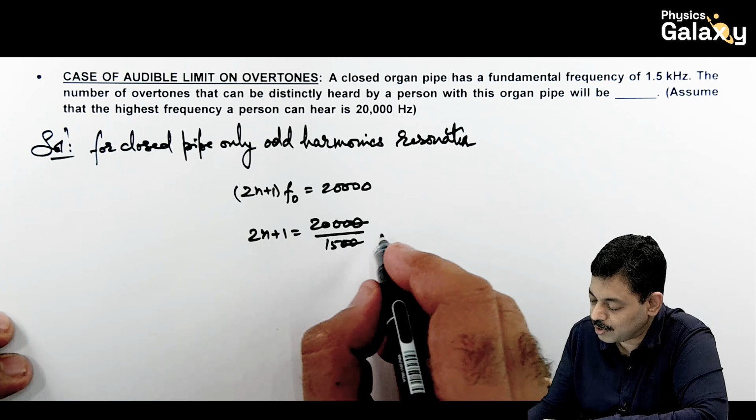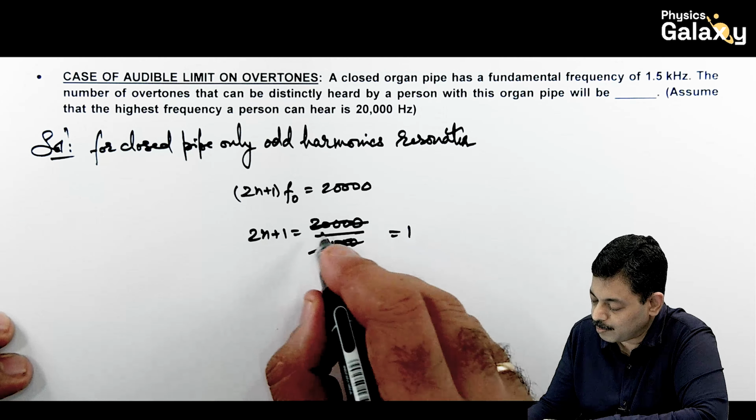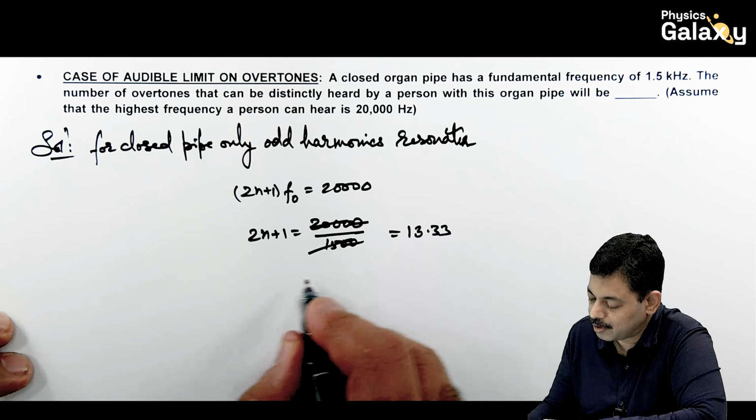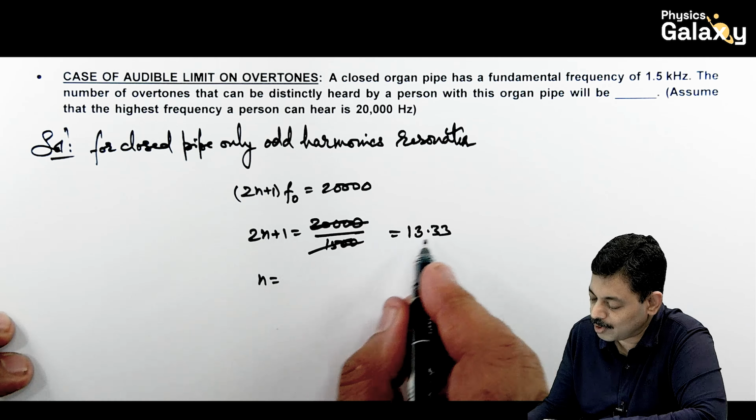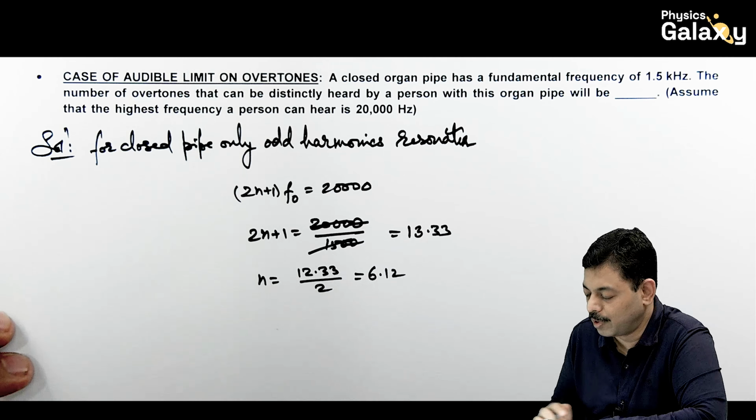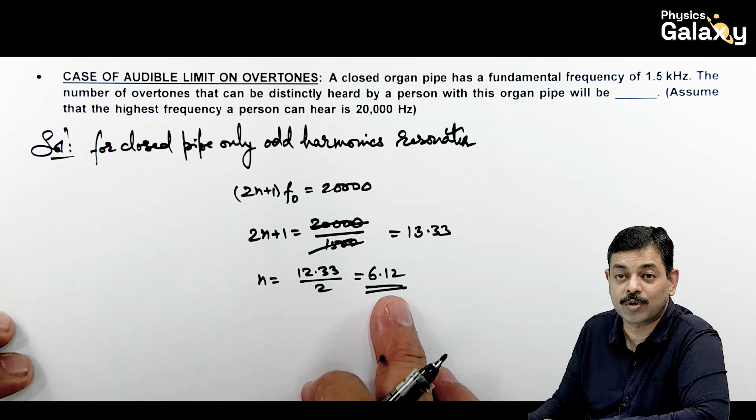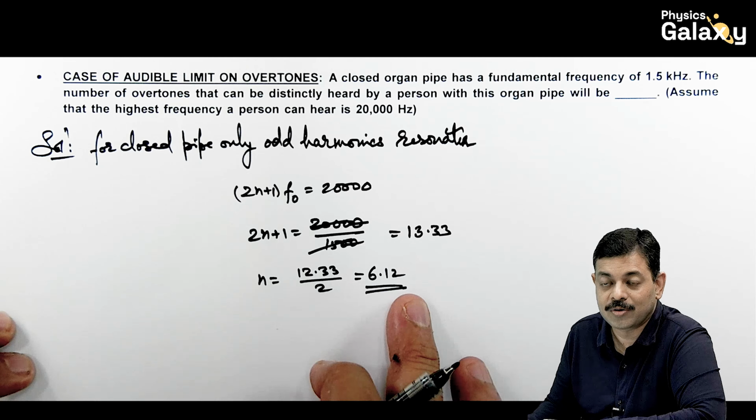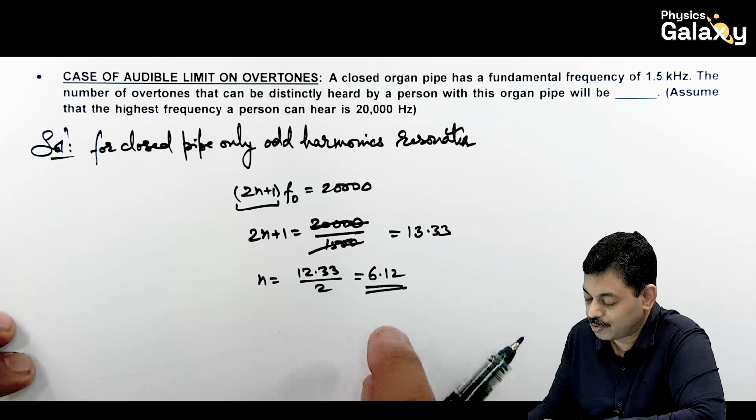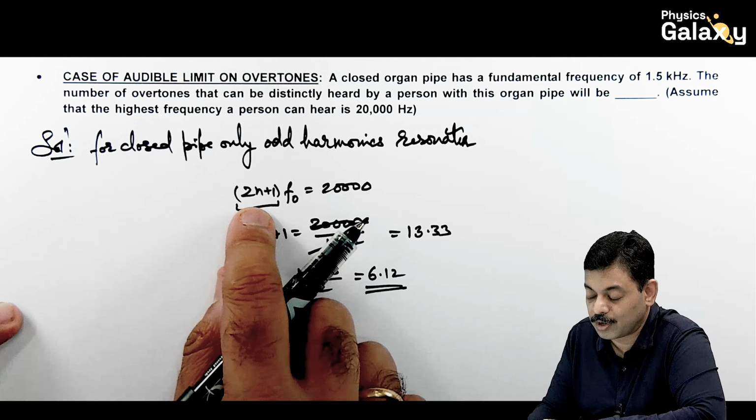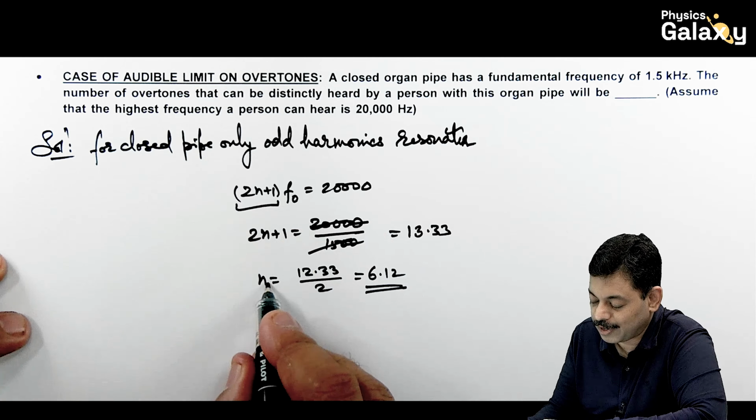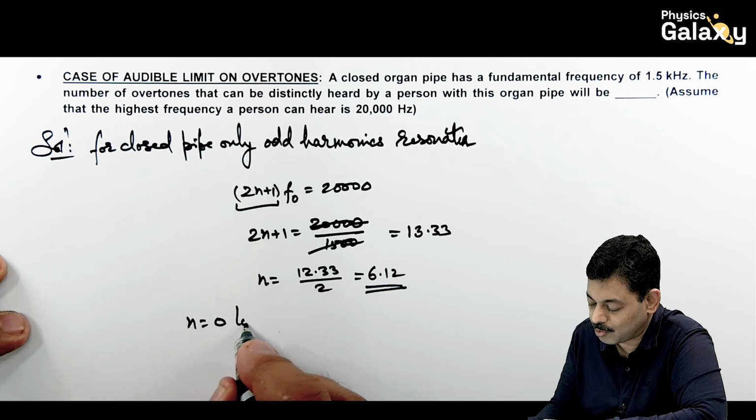So this gives us 200 by 15, that will be 13.33. So here this gives n equals 12.33 by 2, which comes out to be 6.17. If n is about 6, it means the sixth overtone will be heard here. So in that case 2n plus 1 value is coming as 13.33. So n equal to 6 corresponds to the 13th harmonic, so the 13th harmonic will be audible. So the total number of values of n which are audible is n equals 0 to 6.